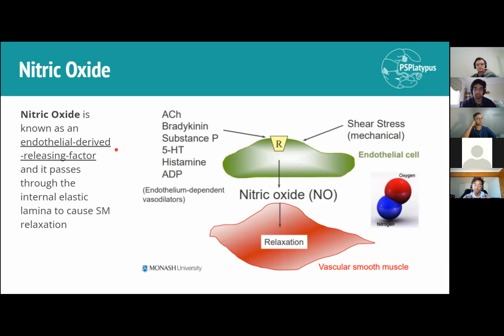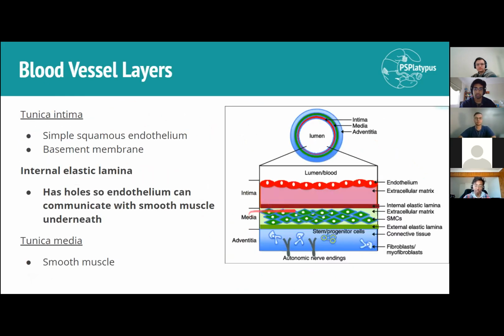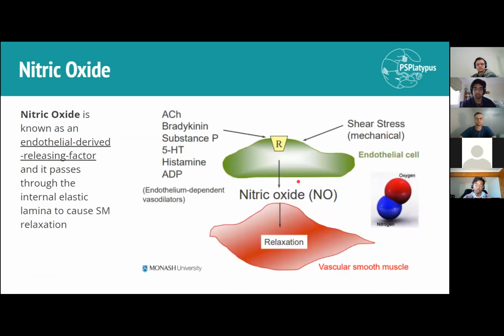The first thing we're going to talk about is nitric oxide. Looking at this diagram here, this green thing is the endothelium, and the red thing is the vascular smooth muscle. In between is the internal elastic lamina, which has holes in it. It allows nitric oxide, which is secreted by the endothelial cells, to interact with the vascular smooth muscle. We call nitric oxide an endothelium-derived relaxing factor, because it's from the endothelium, and it essentially causes relaxation of the vascular smooth muscle.